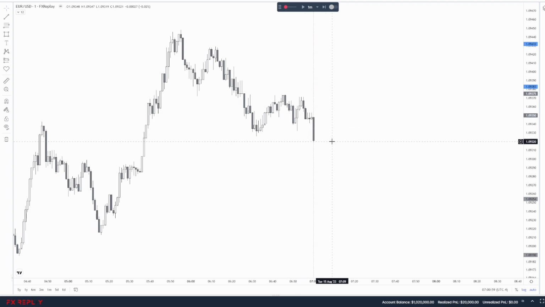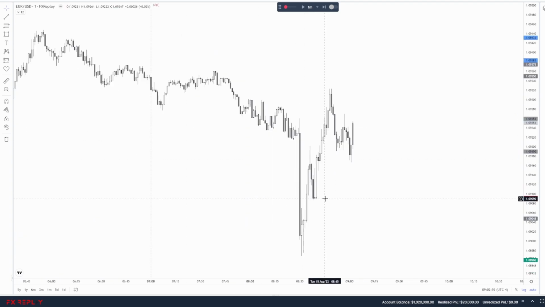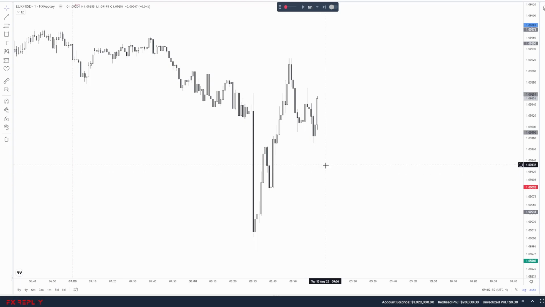Let's see what this day has to offer. All right, so right here, I do see that there is a possible continuation model forming. It is not a picture perfect one, but to me, it is still a pretty valid potential setup. So first things first, let me quickly cover what was going on here.